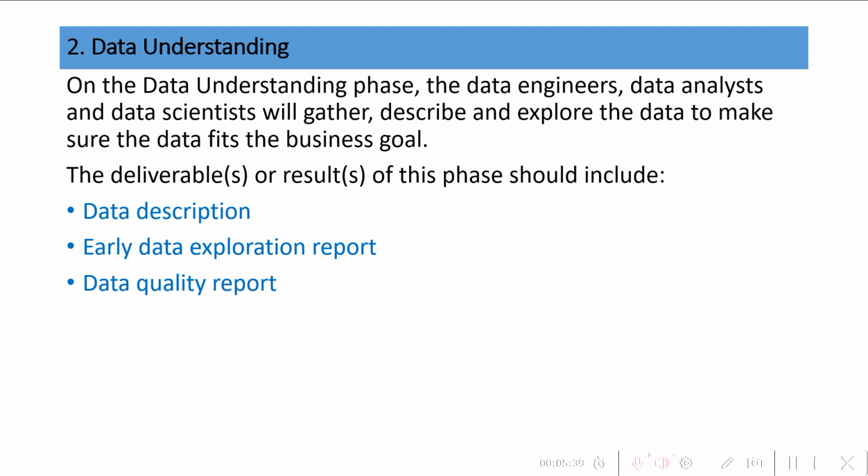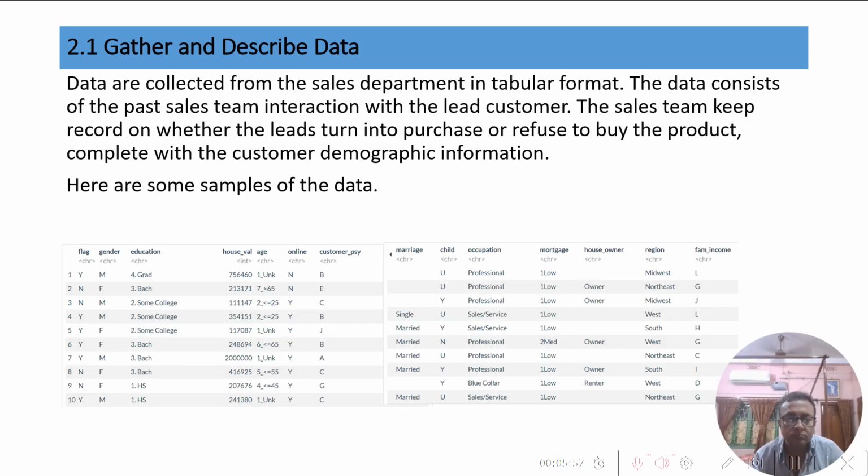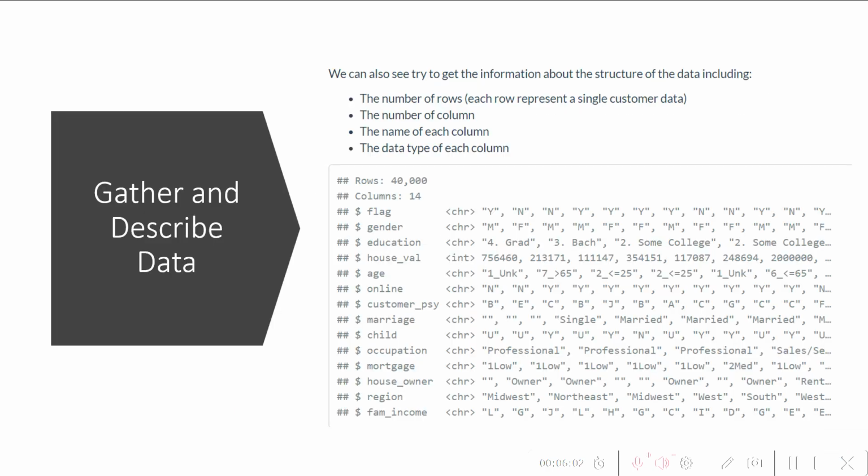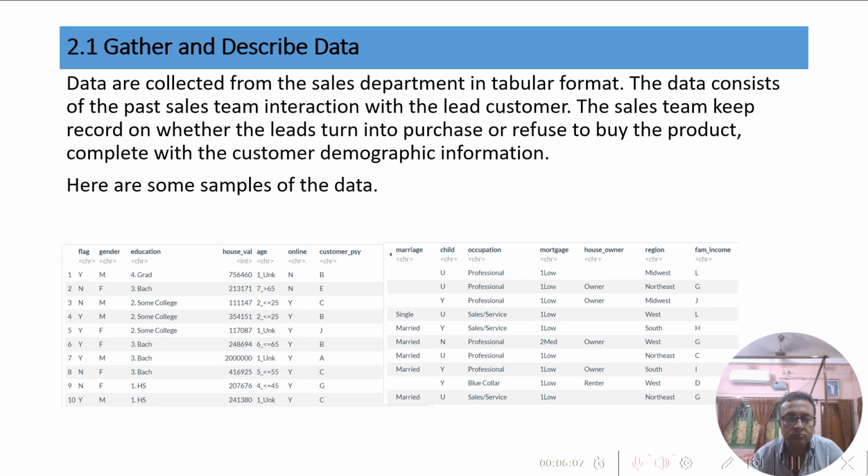The deliverable of this phase is basically the data description. That means what type of data it is, what the different rows and columns of data are, and this exploration came as a report, also validating the quality of the data, whether it fits the recommender model or not. So you can see the summary of the data, basically we have these 14 columns, and we can see whether those columns are good for feature understanding or not.